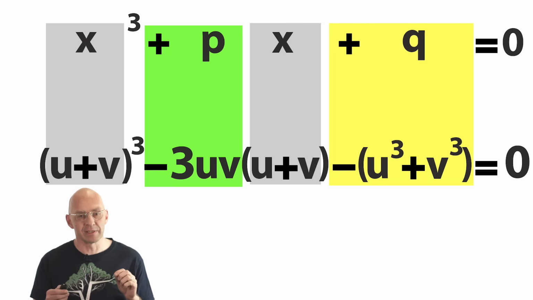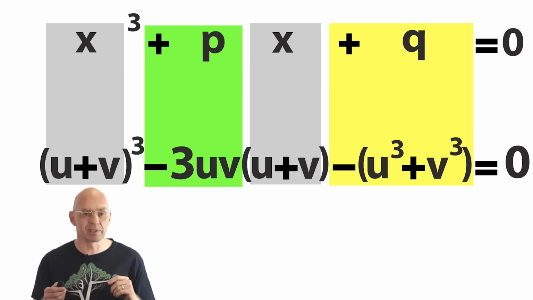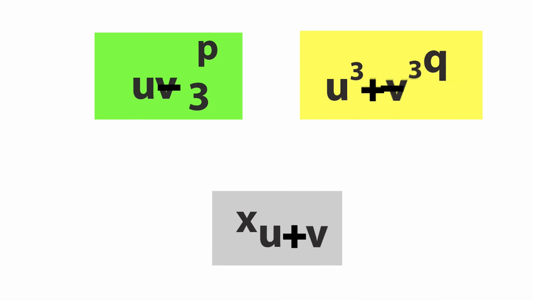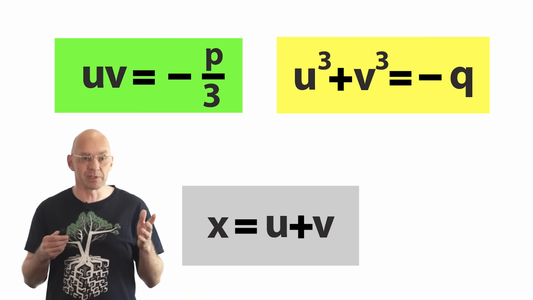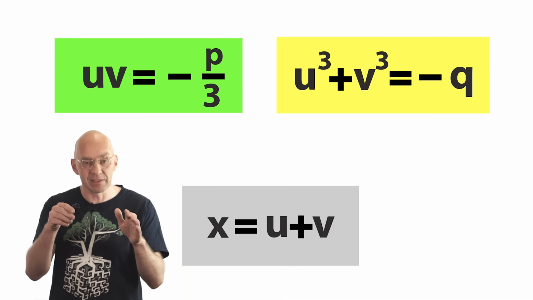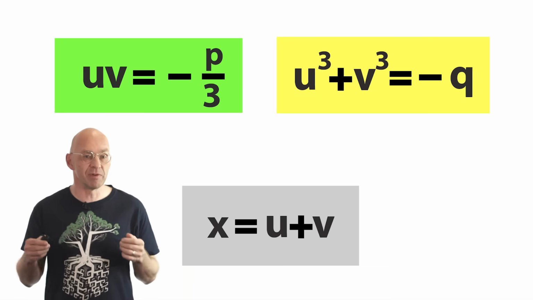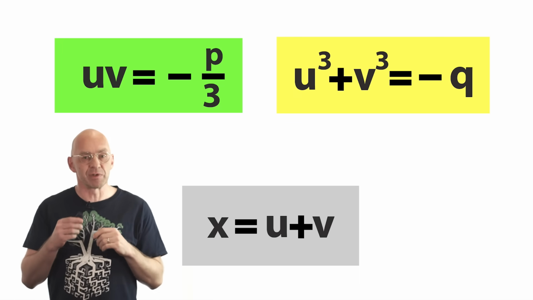What this shows us is that if we somehow find u and v so that all the lined up boxes are equalities, then our cubic is effectively a perfect cube after all, and we will have solved our equation. What this amounts to is solving for u and v in the green and yellow boxes. And then, having done that, we obtain our solution x by just adding u and v. Pretty easy actually. Let me just show you one way of doing this.